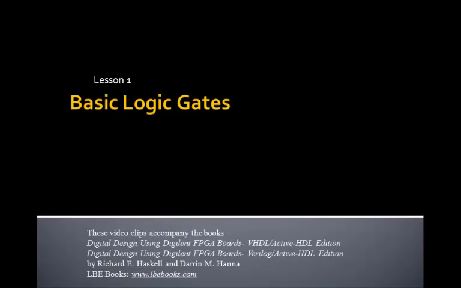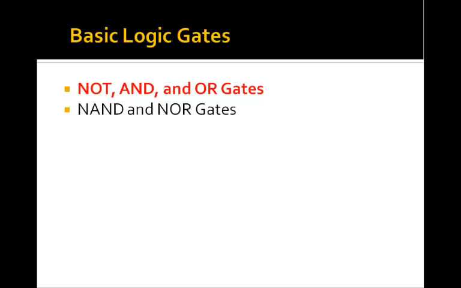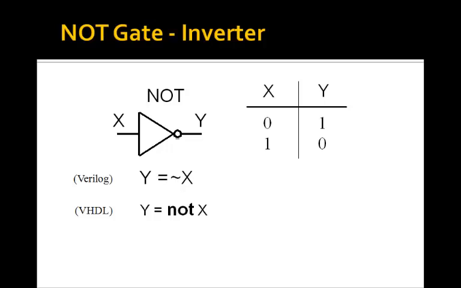This is lesson 1 on basic logic gates. In this lesson we're going to look at the 3 basic gates, NOT, AND, and OR. Then we'll look at NAND and NOR gates, and finally we'll look at exclusive OR and exclusive NOR gates. We'll start with the NOT gate.